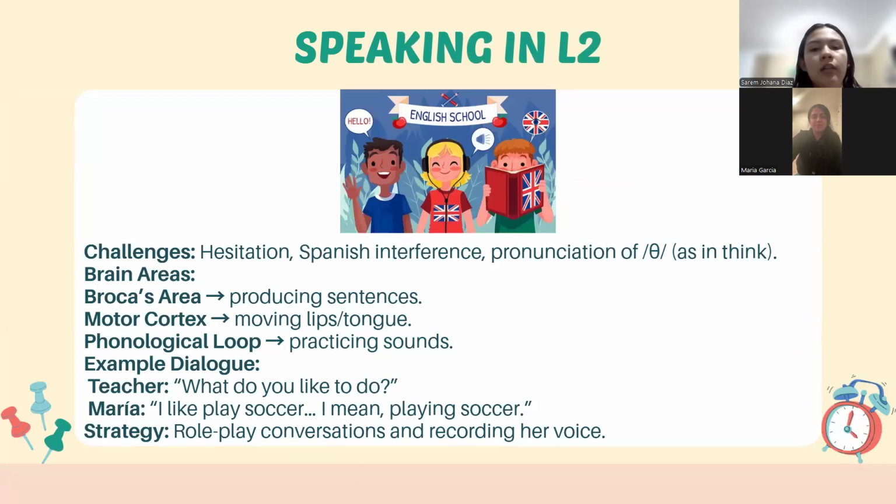So, speaking in a second language, oral expression or verbal communication, is the hardest skill for Maria. The following are activated: Broca's area, which produces syntax, the motor cortex, which controls lips and tongue, and the phonological loop, which holds sounds in short-term memory. For example, in a debate, she said, "I like play soccer." I mean, playing soccer. Her strategy is role play activities and recording her voice.